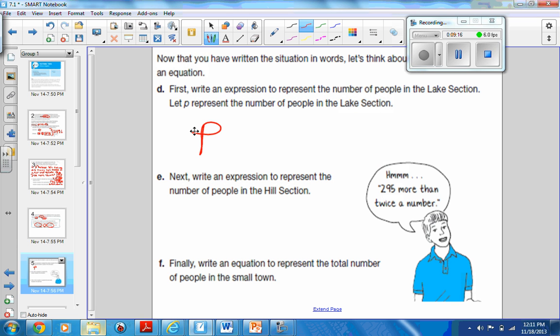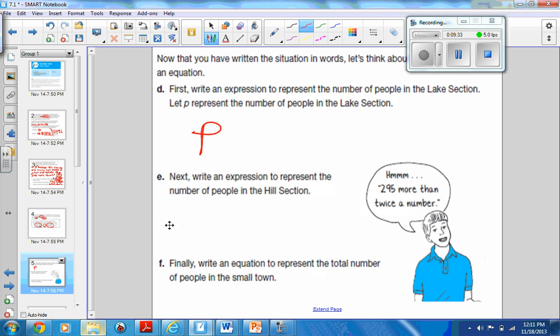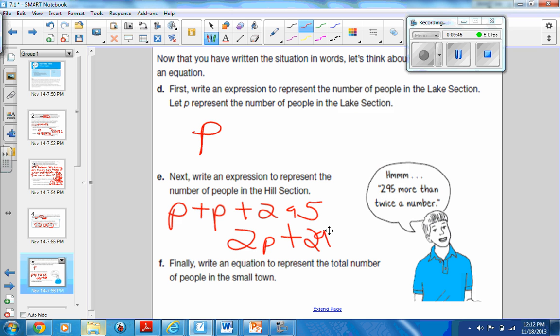Part D. Next, write an expression to represent the number of people in the hill section. Well, go back to your picture. How many P's? We have 2P, or P plus P, 2 P's, plus 295. So you could either write P plus P plus 295, because that's our picture, or you can say, well, how many P's do I have? I have 2P plus 295. Okay, 295 more than twice a number is what he's saying in the little bubble there. So that's what we're representing.